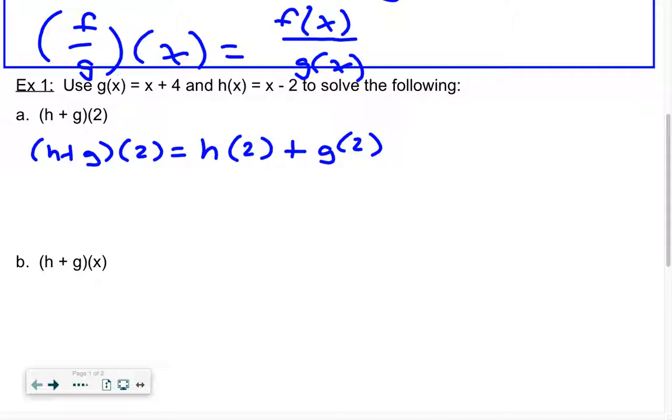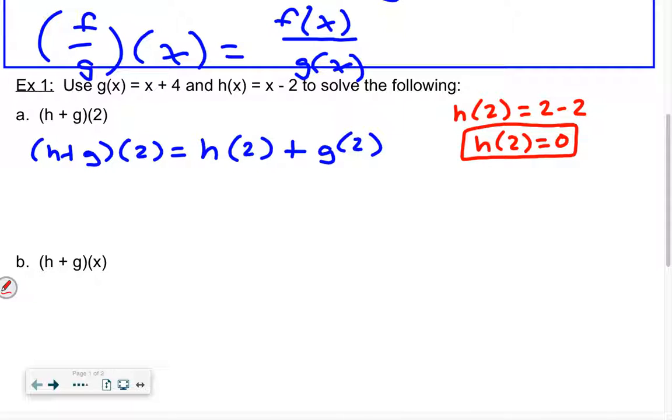So what we want to do at this point is a little bit of scratch work. We need to begin by finding h of 2. So let's go back to our h of x function. H of x was x minus 2, so 2 minus 2. So I find that h of 2 is going to be 0. Let's hang on to that for a moment. The other thing that we need to find is g of 2. So g of 2 is equal to x plus 4, so 2 plus 4. And I find that g of 2 is going to be equal to 6.